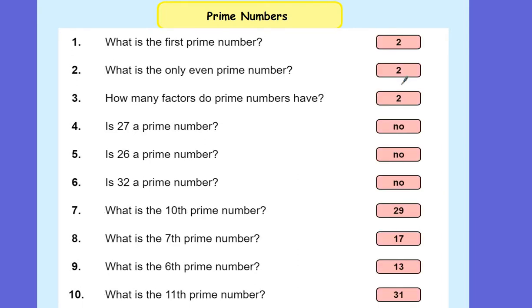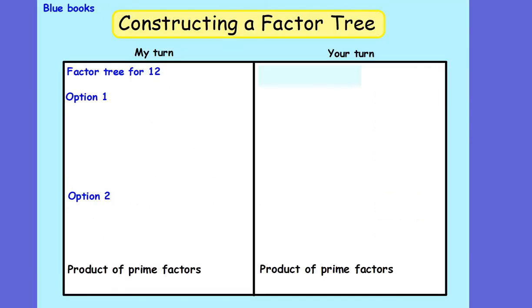Okay, let's look through the answers. You should have got 2, 2, 2, no, no, no, 29, 17, 13 and 31. Okay, in your dark blue books, can I have the title Constructing a Factor Tree for me today, please? And when you've got that, can I have pens down and eyes on the board?